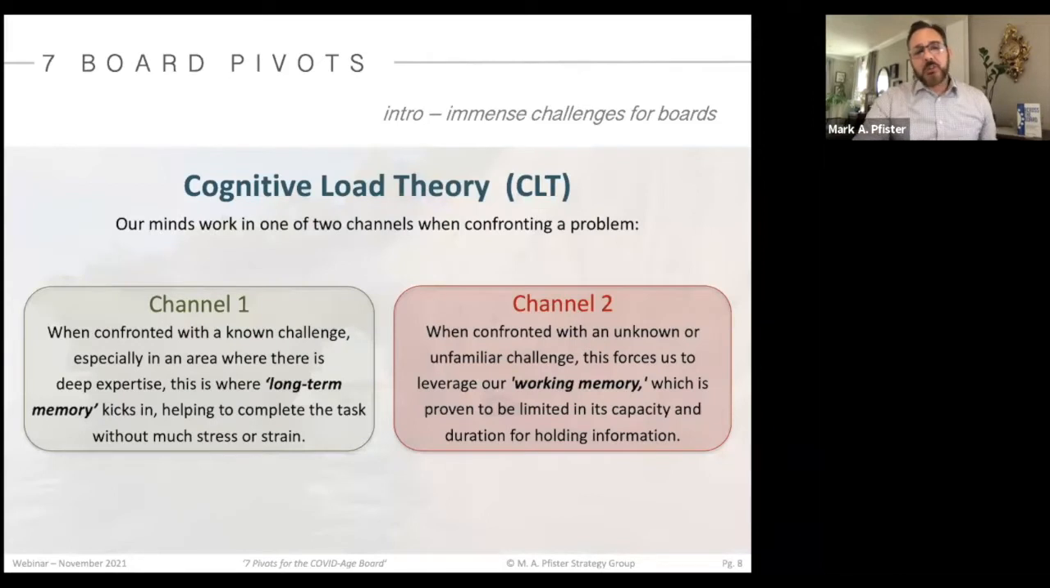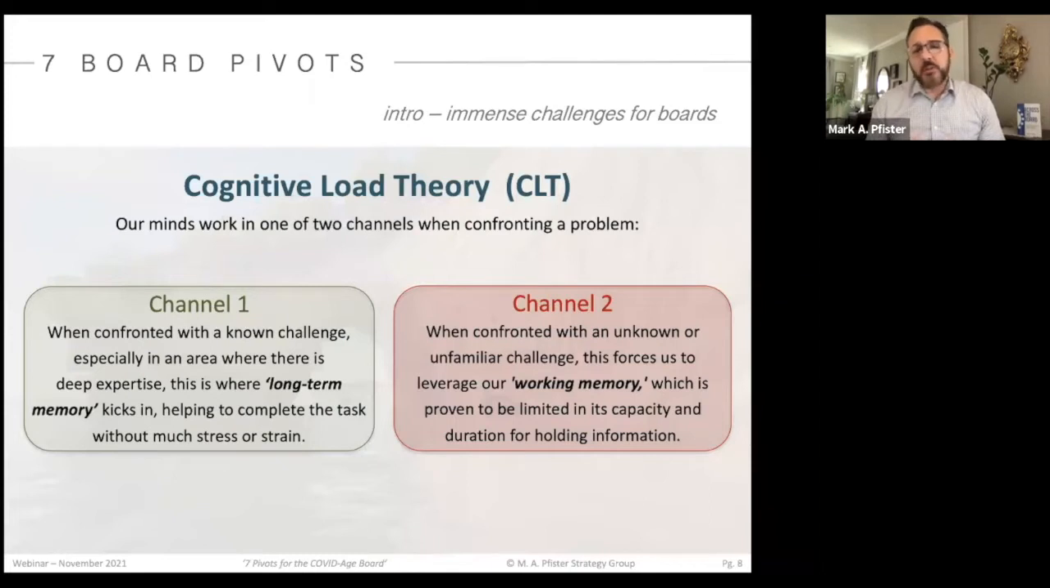So all of this is kind of playing into what's called cognitive load theory. And this is something I spent some time researching some time ago. And I wanted to understand how the human mind works through problems or challenges. And this can be viewed either at an individual level or at a group level. And I'm going to correlate this back to the board when I talk about the group level.